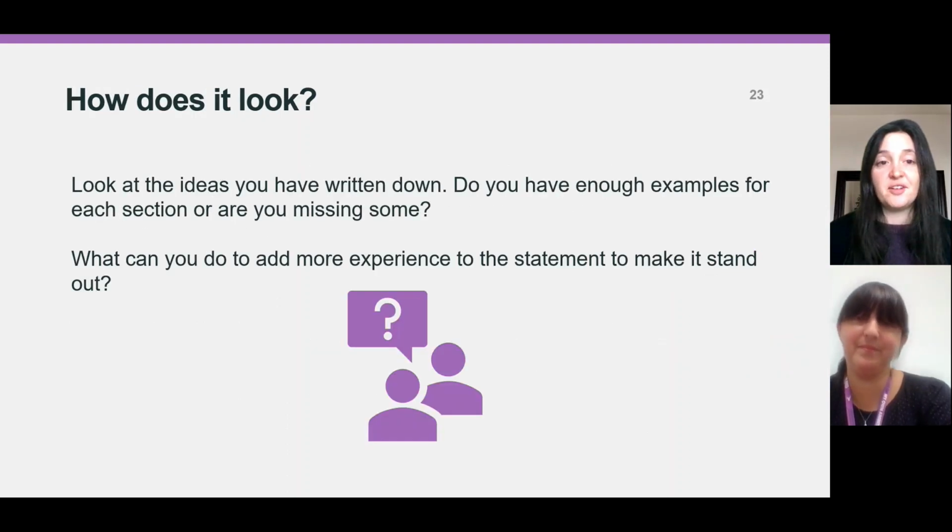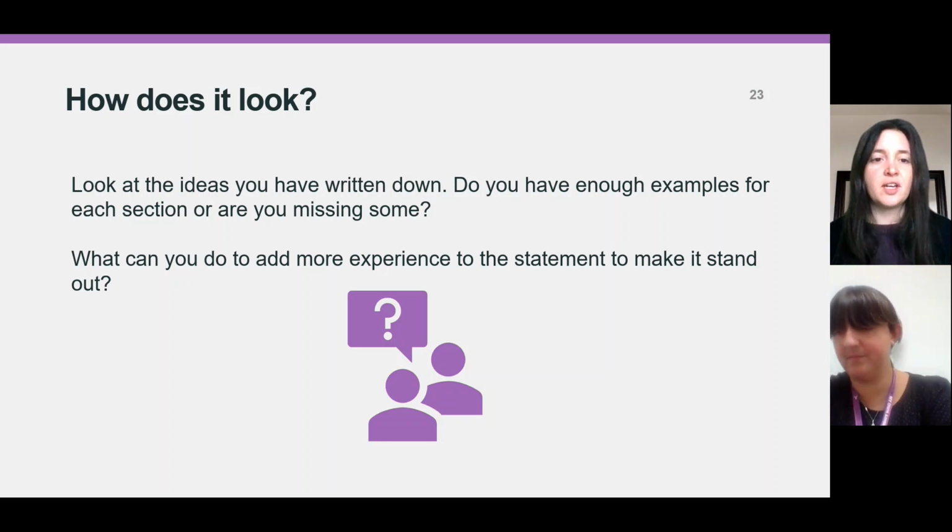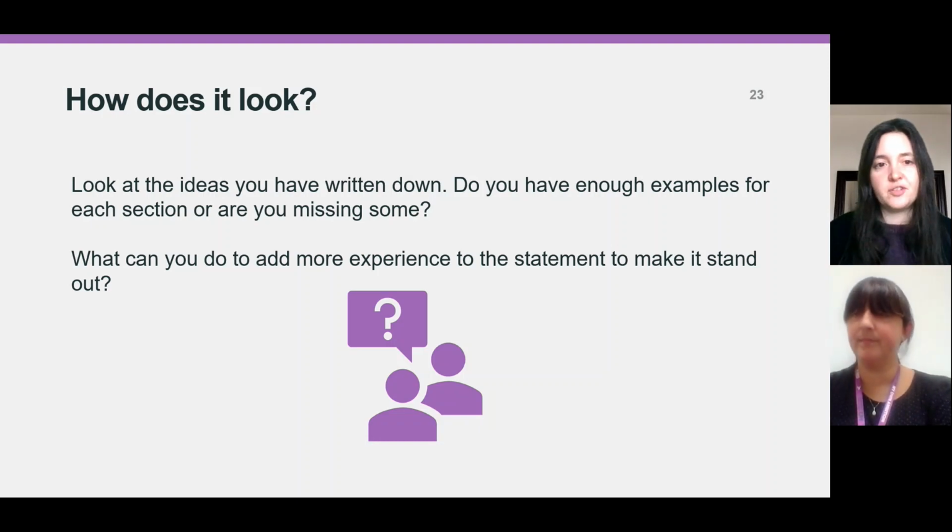And this is where, hopefully, if you've watched all three sessions, you should have some notes. I really advise, if you haven't written notes, maybe go back and watch them, write ideas down as we go through, and have a look at what you've written down. Have you got enough examples for each section? Have you got enough information? If you don't, there is still time.